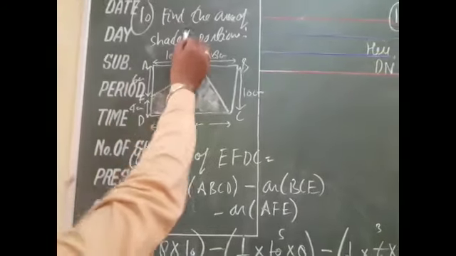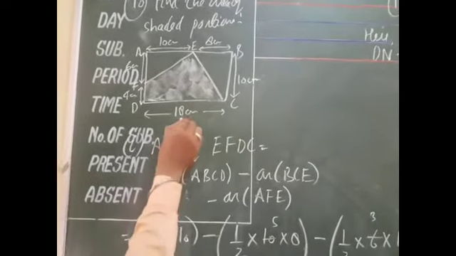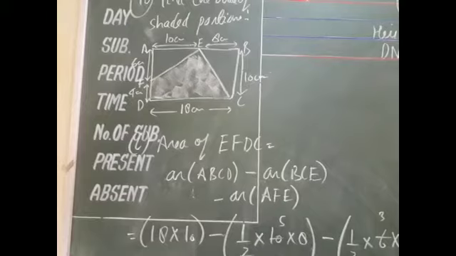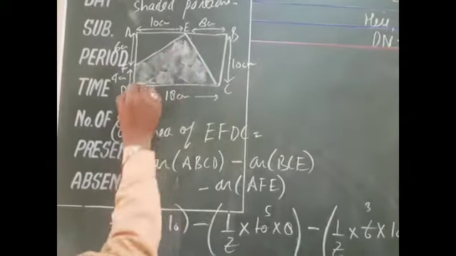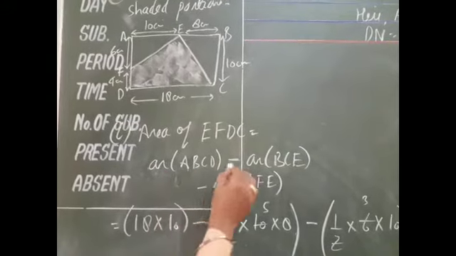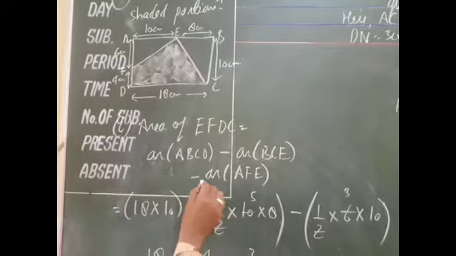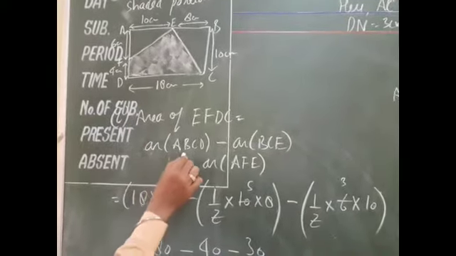Now see the 10th question, you have to find the area of the shaded portions. Figures are given. This is the first figure. In this you can see dimensions are given. You have to find the area of this shaded portion EFDC. How will you find it? Area of ABCD minus area of triangle BCE minus area of triangle AFE.